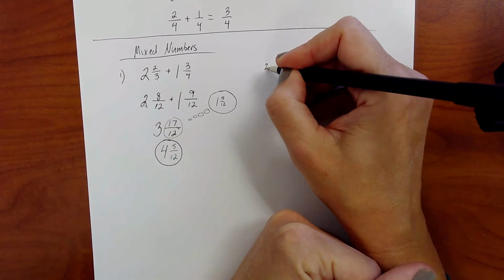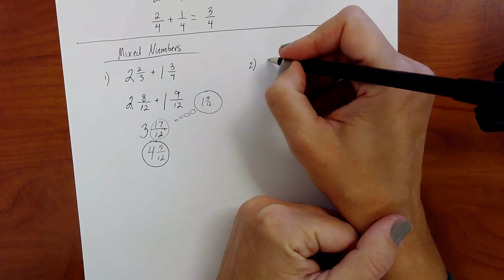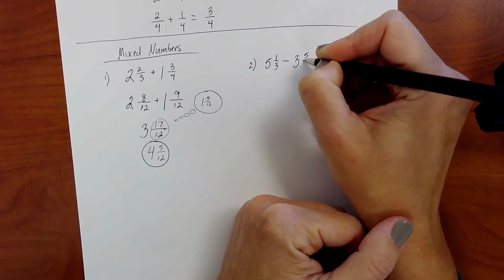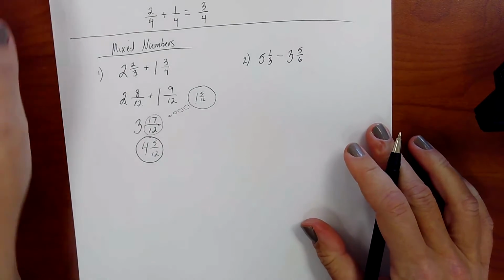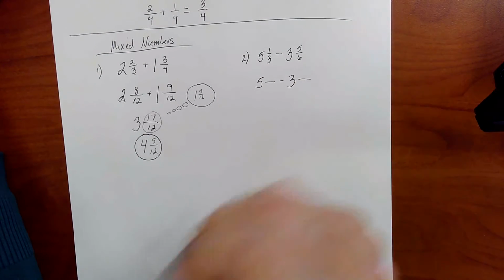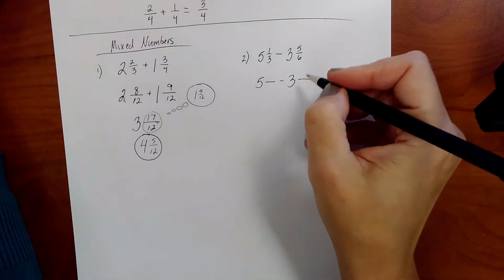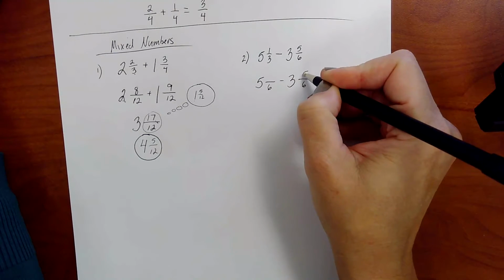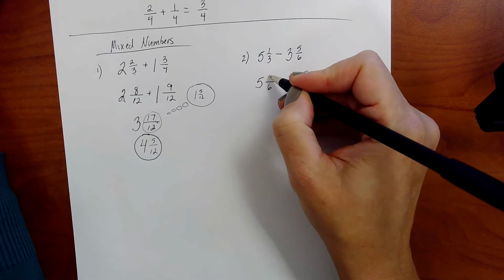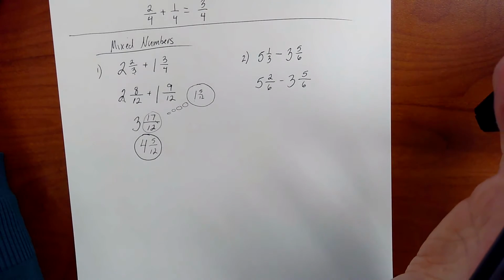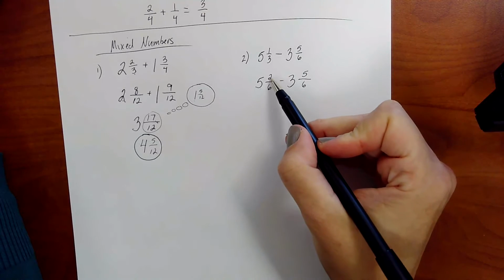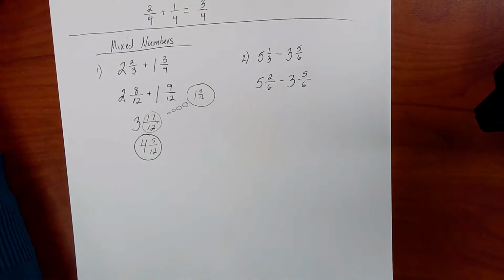With subtracting, things can get a little crazier. So let's look at 5 1/3 minus 3 5/6. Okay, so if I start the same way and I keep these as mixed numbers, I'm going to have a 6 on the bottom. This one's going to stay. 3 times 2 gave me 6, so 1 times 2 is 2. Now, zoom out of this problem here. Look at what you've got. 5 minus 3 is going to be fine, but 2 minus 5 is not.